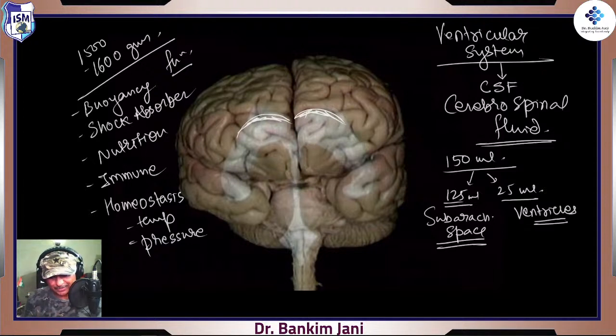Okay, so this is what is called the choroid plexus, right? It is this choroid plexus which would secrete CSF. And why should they secrete?